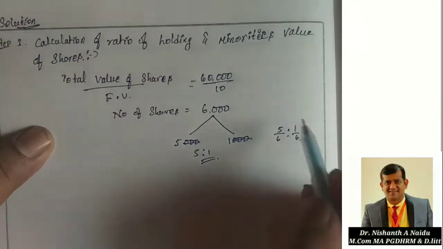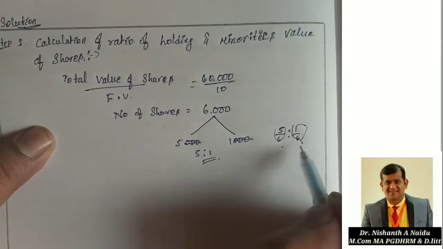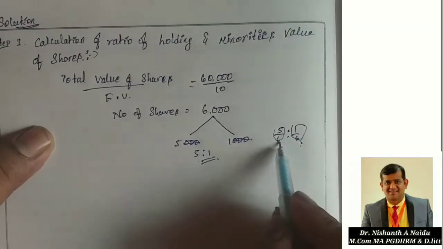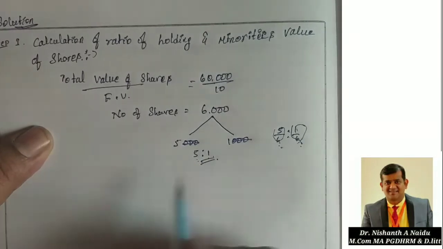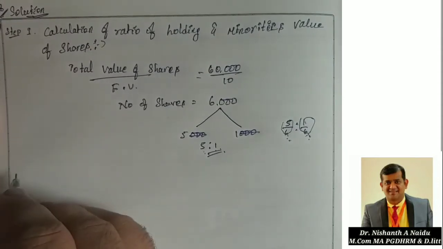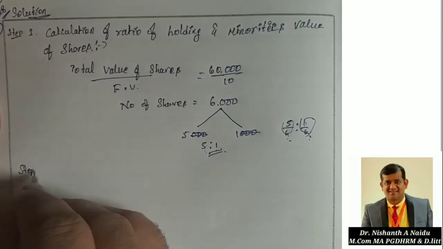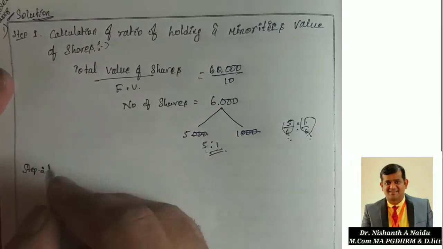So the ratio would be 5:6 and 1:6. Remember this. Majority for 5:6, minority for 1:6. 5+1=6, so 5/6 and 1/6. Okay, so understood first step? Yes. Then we'll move on to step number two, calculation of minority interest.